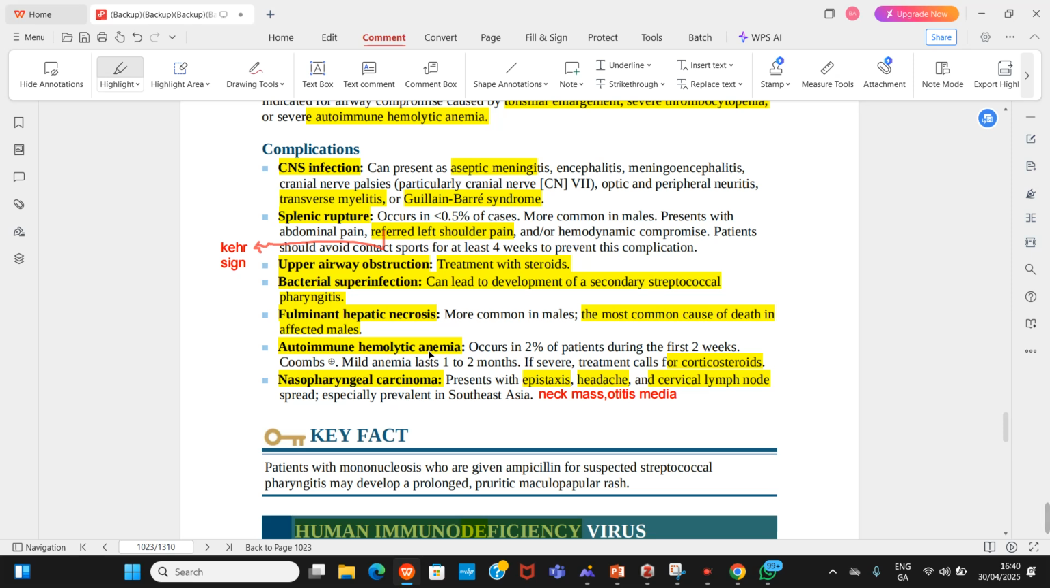And we know the features of autoimmune hemolytic anemia. We know what we are going to see. We know the spherocytes. We are going to see all those things. So don't forget about it.